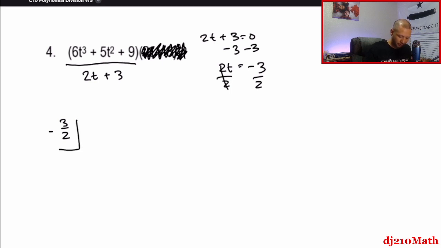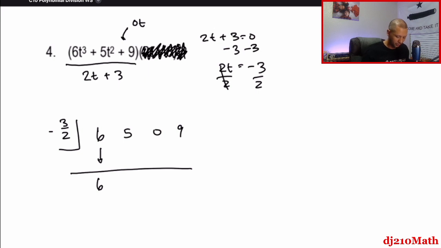And the coefficients, so we have t cubed, t squared. Oh, look, we're missing a t. So we're going to need a 0t. So 6, 5, 0, 9. All right, we start the process. We bring down 6. So negative 3 halves times 6. These are going to cancel. So negative 3 times 3 is negative 9.